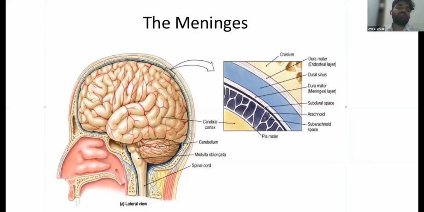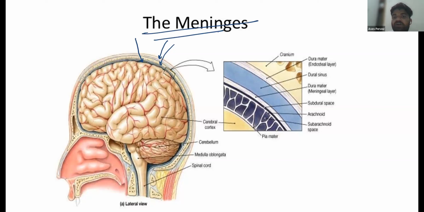if this is visible to you properly, there are three layers. One is this layer, another is this layer, and the third is this layer. These three layers form the covering of the brain. These layers are called meninges. What do we call them? Meninges.